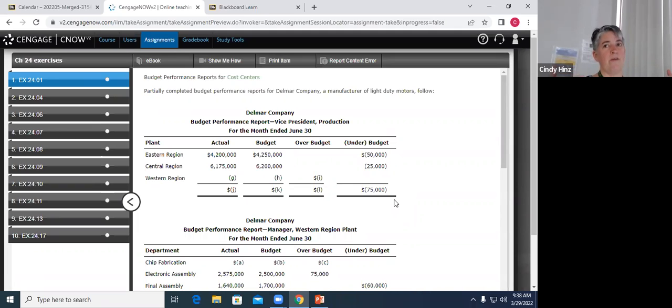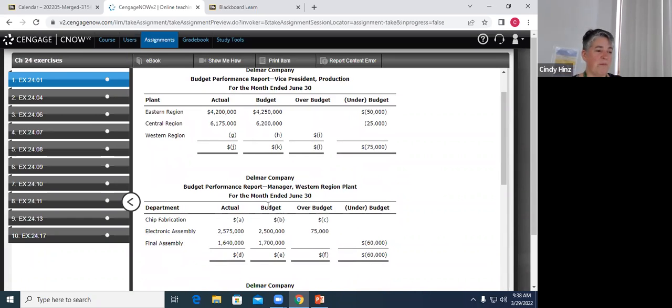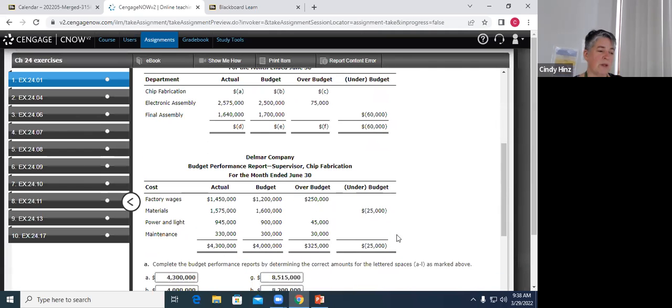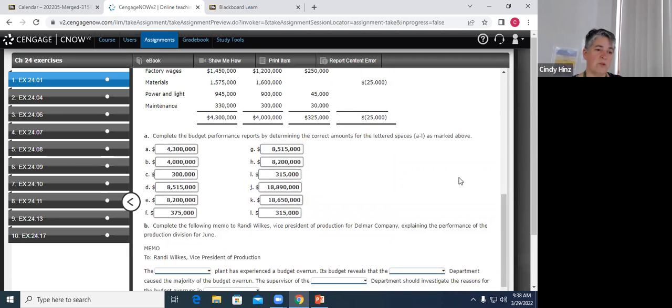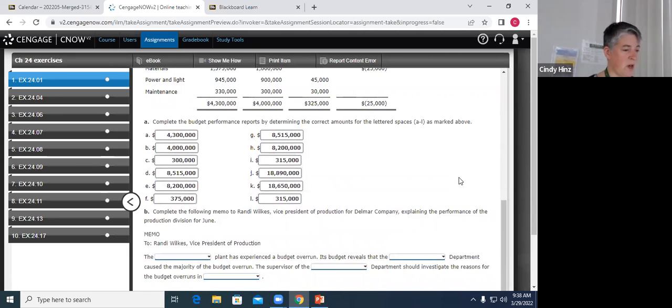So for each one of these levels of responsibility, again, we're looking at it at the aggregate level for this vice president of production. So we're not looking at the detail of the Western region because his responsibility is for the whole Western region, where he's, hopefully, not micromanaging what the manager of the Western region plant does. The Western region plant manager is looking at these three departments, but ideally not micromanaging these individual cost categories within the department. So any question about those numbers in Part A, where those numbers come from?